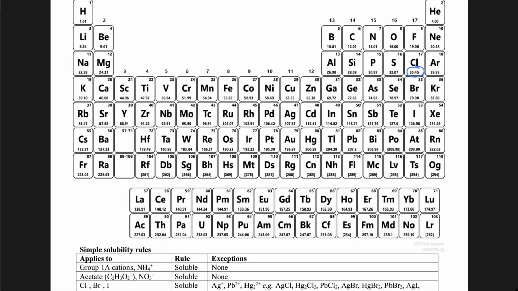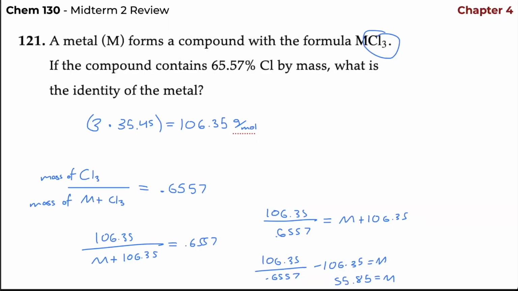So now this is going to be the mass of M, right? So let's find which one has that mass. So we can kind of follow it up. Oh, guess what? It's iron. So M is iron. Whoa. Okay, that's the answer.